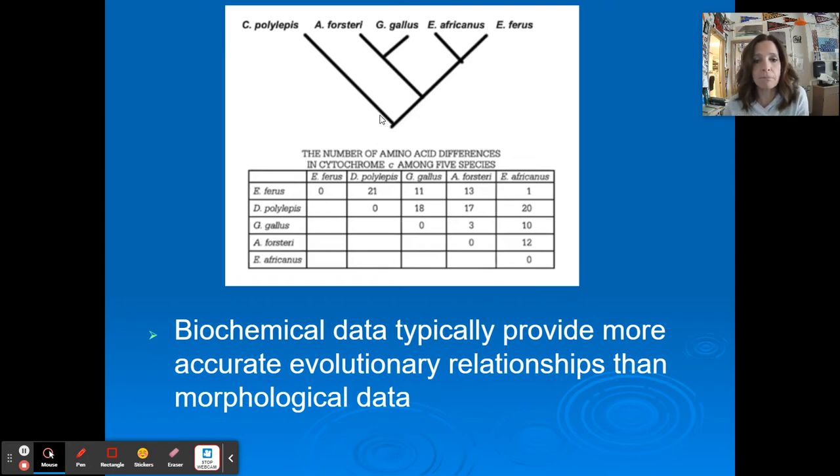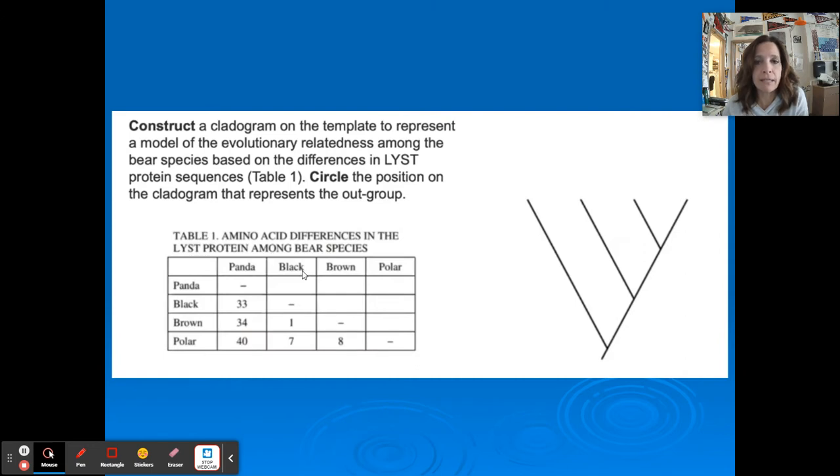So you could get a question where you need to draw the tree based on a table. This is biochemical data, for example, amino acid differences or DNA, and it is better at showing relationships than morphological or structural data. Okay, so here's one for you to try. You're going to construct a cladogram on this template, using the differences in the protein, and you're going to circle the position on the cladogram that represents the outgroup. So go ahead and pause the video and try to do that.